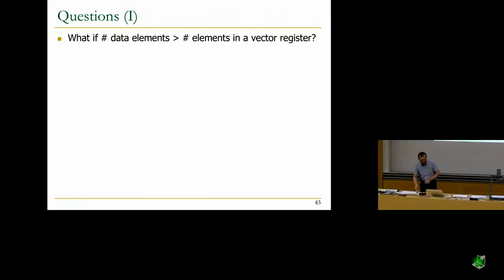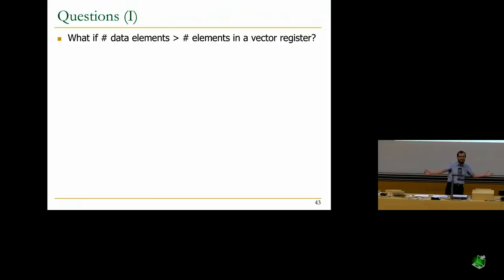So let's answer some questions. Now that we've seen that you can improve performance significantly, can we make this more general? One question you should probably have by now is, what if the number of data elements is greater than the number of elements in a vector register? You need to handle this because you don't always have only 64 elements.